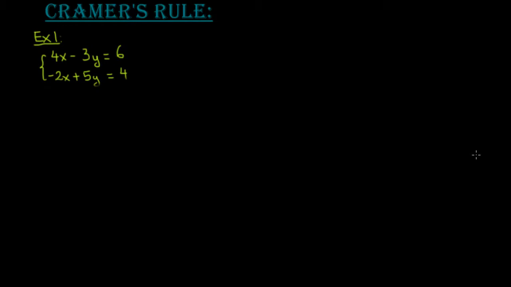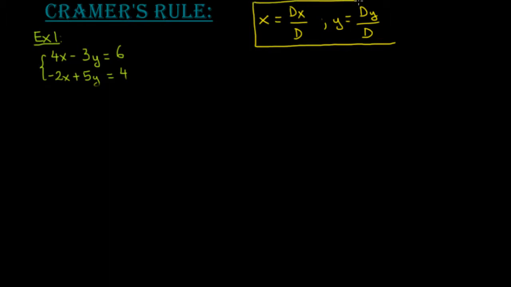So with Cramer's rule, we have the formula x equals dx divided by d, and y equals dy divided by d, and we also have z equals dz divided by d. But right now, so far we deal with systems of two equations, two variables, so we just have x and y. We will talk about z when we get into systems 3 by 3.